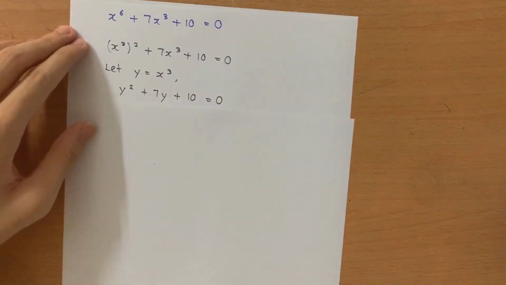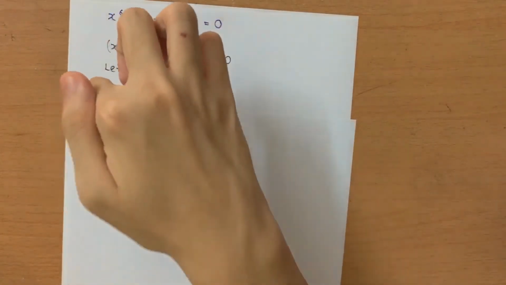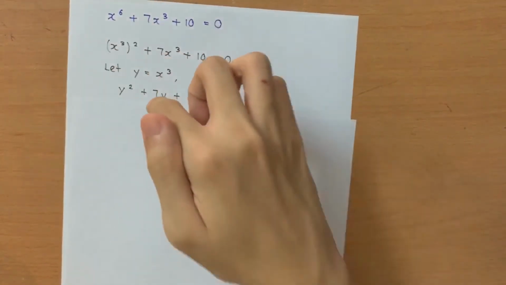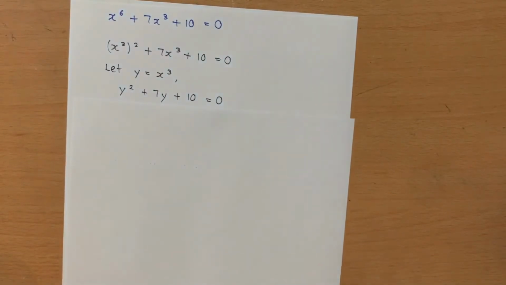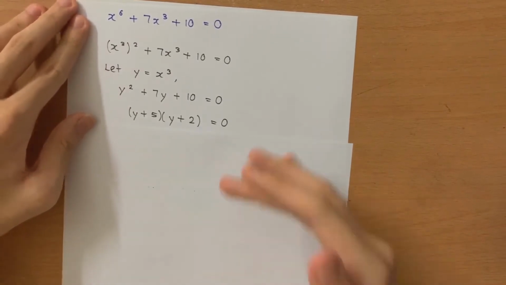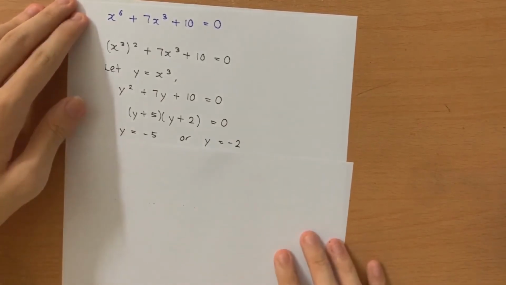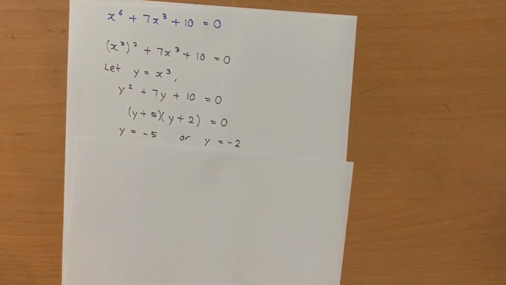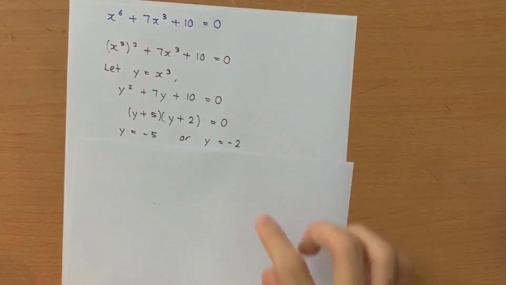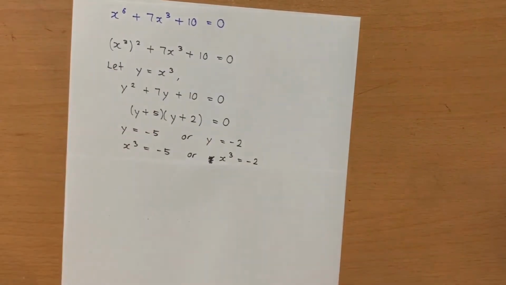And so this happens: y squared plus 7y plus 10. We are just substituting y for x cubed. So this is a familiar form that we can try to solve. It seems like we can factorize that, so we are going to factorize that, and we'll have y equal to negative 5 or y equal to negative 2. But we want to solve for x, so we are just going to substitute x cubed back in for y. So x cubed is equal to negative 5 or x cubed is equal to negative 2.